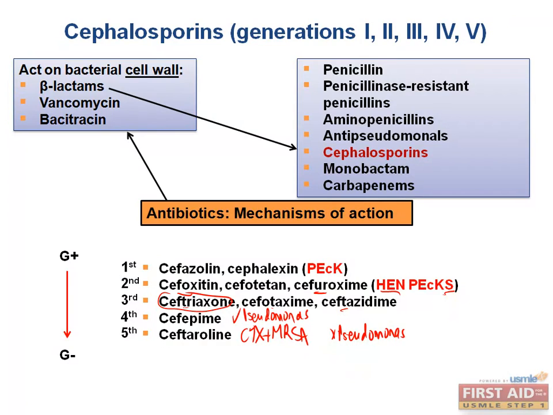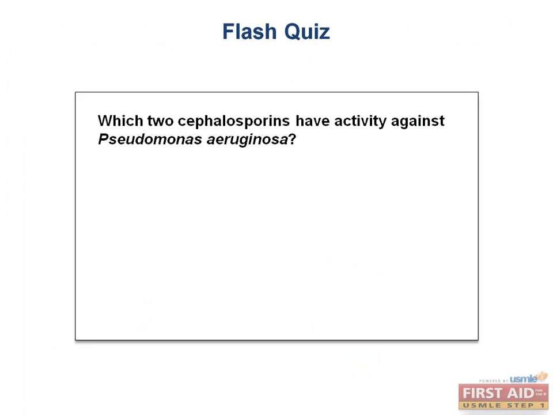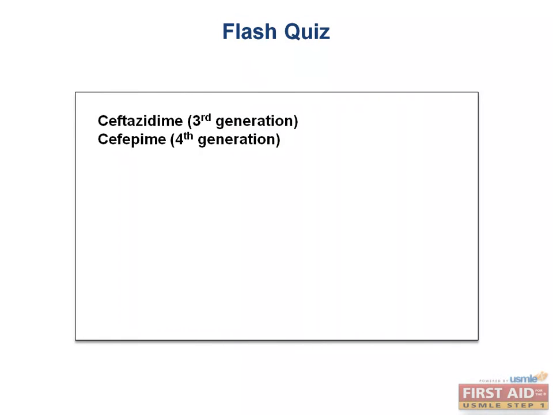Note that there is a 5 to 10% cross-reactivity between cephalosporins and penicillins, so cephalosporins should be used with caution in patients who report an allergy to penicillins. They can also exacerbate the nephrotoxicity that is associated with aminoglycosides. Again, time for a flash quiz. So, which two cephalosporins have activity against Pseudomonas? You're right, ceftazidime and cefepime.